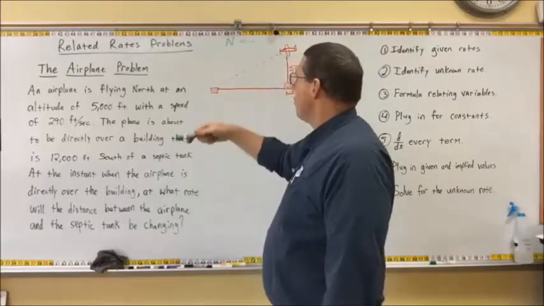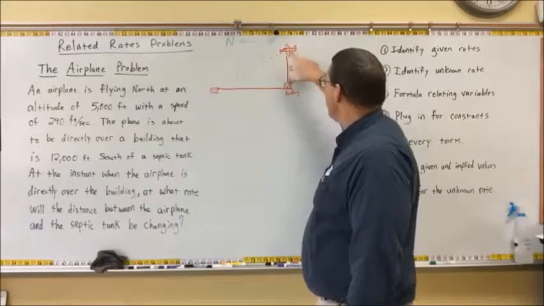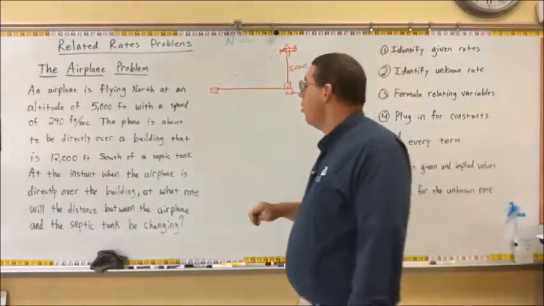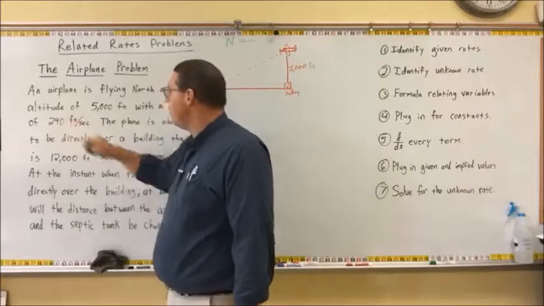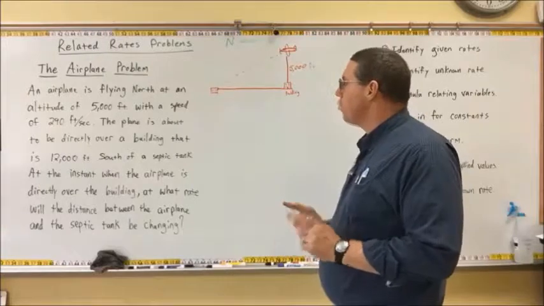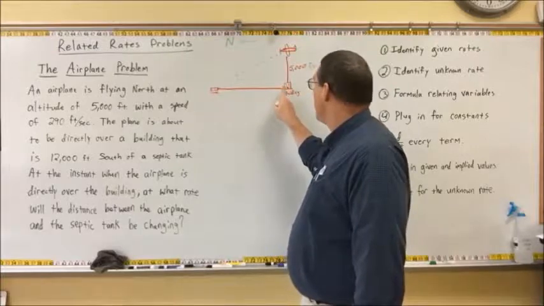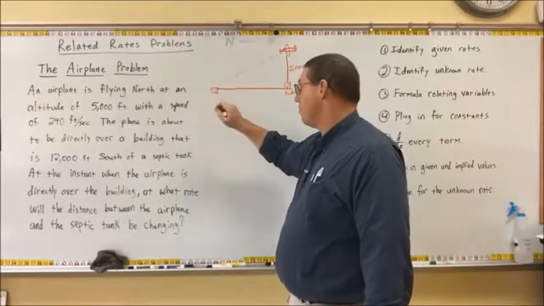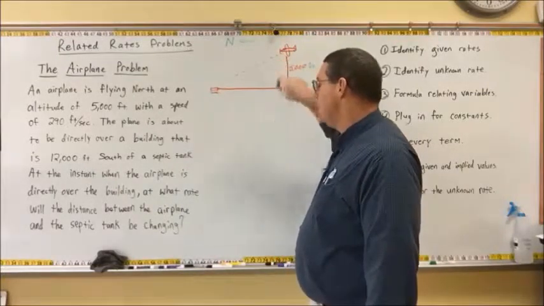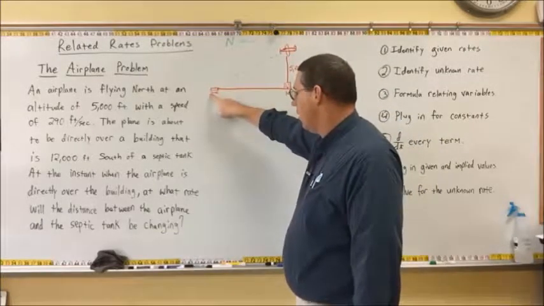An airplane is flying north at an altitude of 5,000 feet. So that means that the altitude of the airplane is not changing. It's flying steady at 5,000 feet with a speed of 290 feet per second. That's the rate of change. The plane is about to be directly over a building that is 12,000 feet south of a septic tank. Okay? At the instant when the airplane is over the building, at what rate will the distance between the airplane and the septic tank be changing?